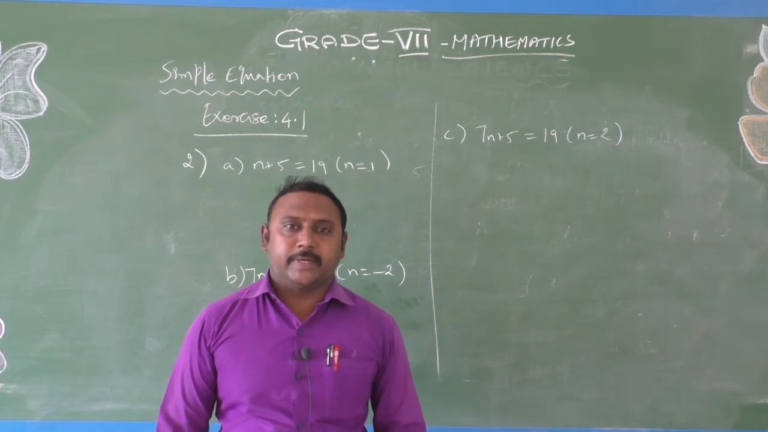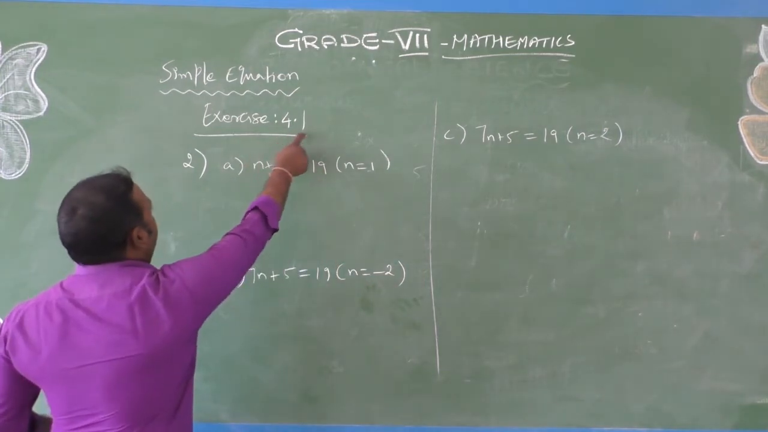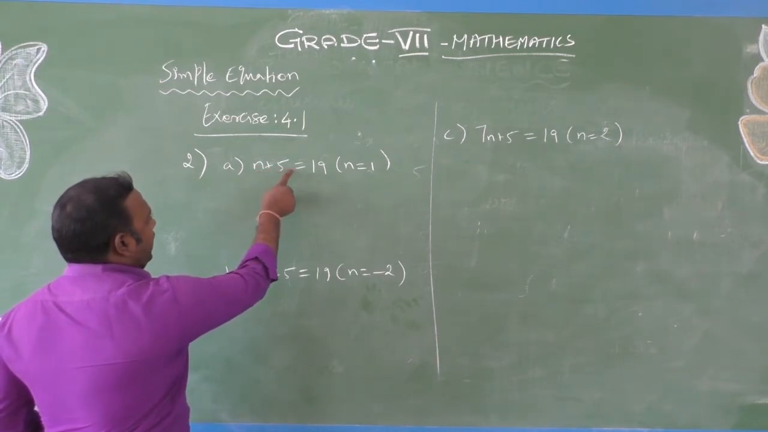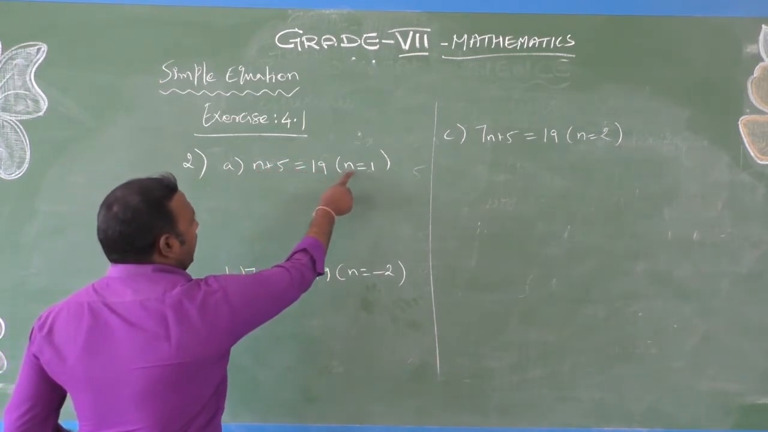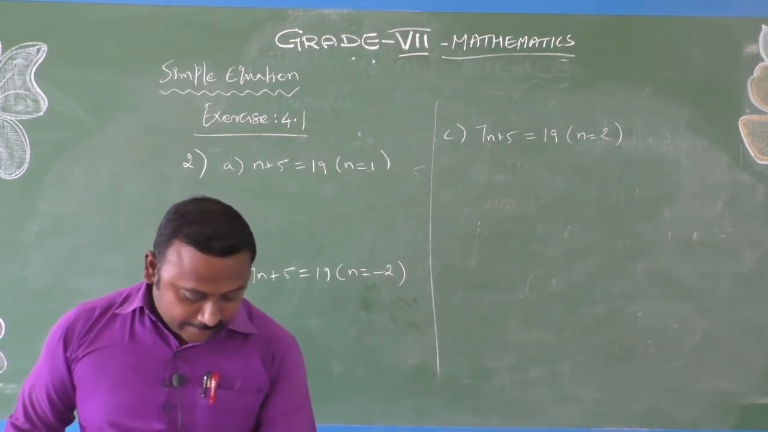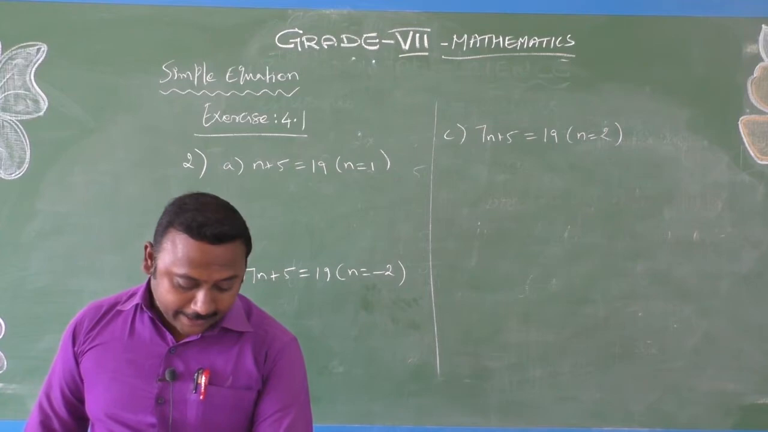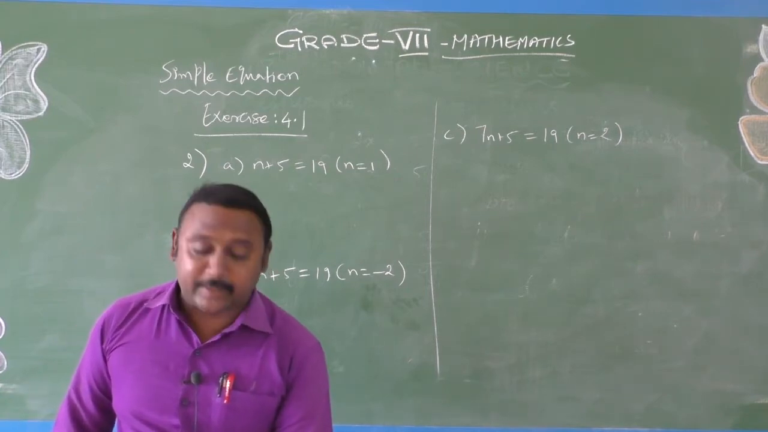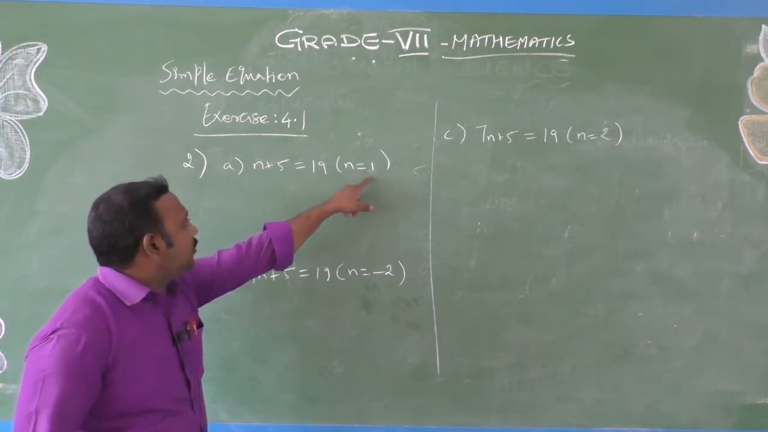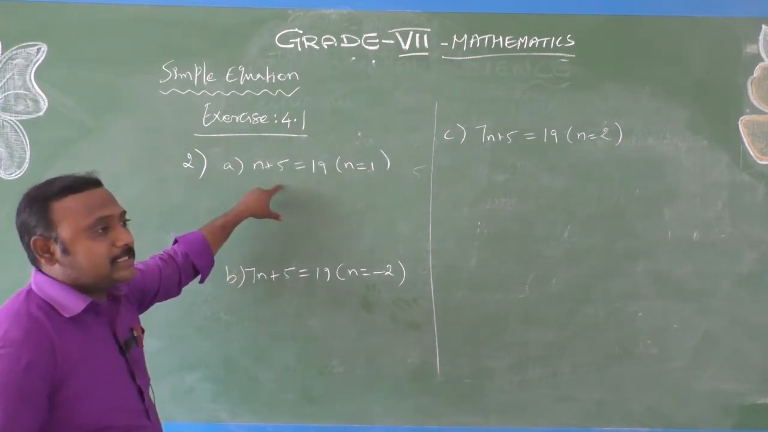Hi student, today we are going to learn exercise 4.1, second sum. N plus 5 is equal to 19, where n is equal to 1. The question is, check whether the value given in the brackets is a solution to the given equation or not. So we have to find if n is equal to 1 is the solution of the equation or not.